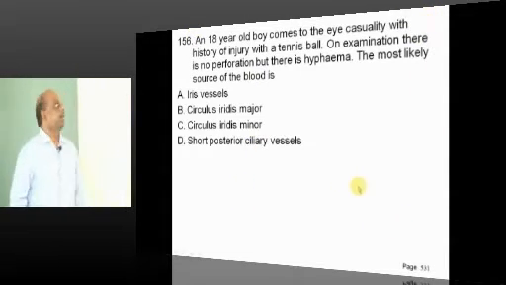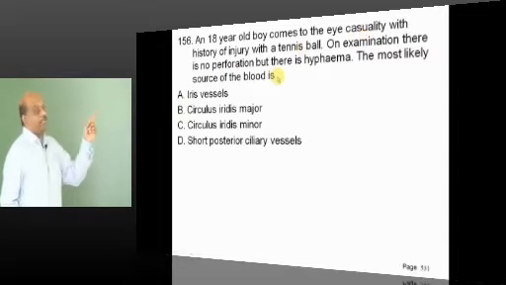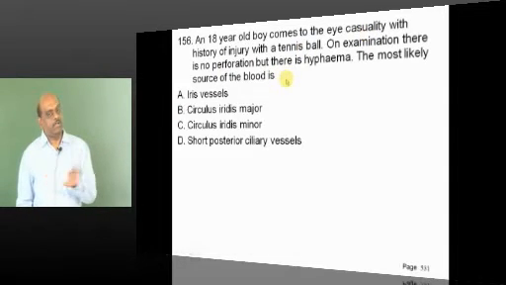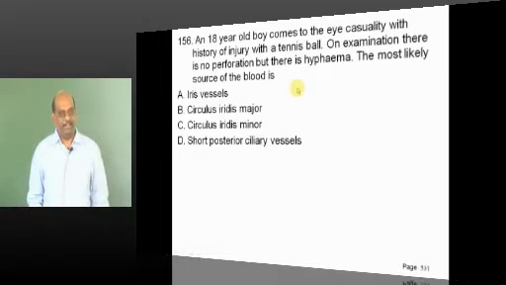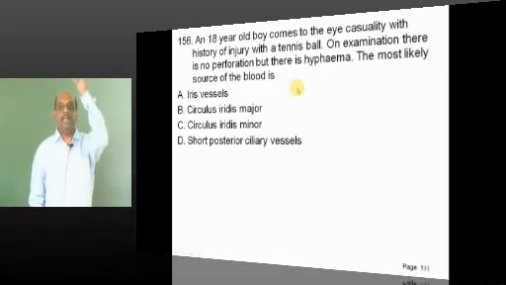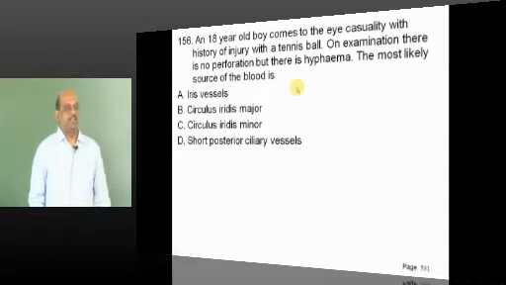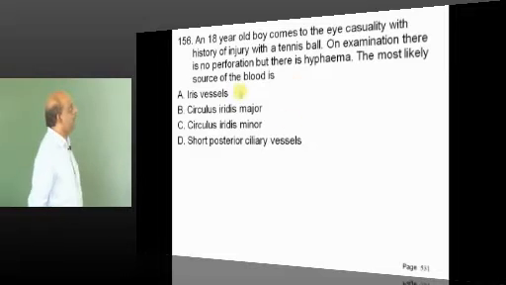An 18-year-old comes to the eye casualty. So plan B is at least 200 questions of AIIMS, because AIIMS has the highest center of ophthalmology in the country. Nothing will be asked beyond their question bank. So that's the reason you try to at least read that.